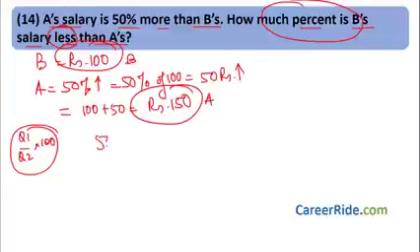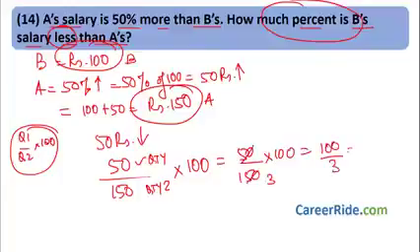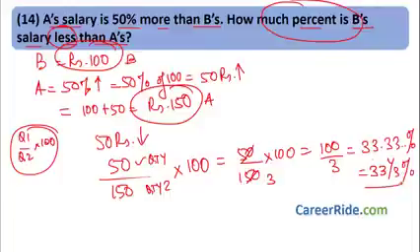That means B has 50 rupees less salary, right? So this change, 50 rupees less, now we have to express it as a percentage as compared to A's salary. So quantity 1 as compared to quantity 2. What is quantity 2? A's salary, that is 150, and we want percentage, so 100. What do we get? 50 upon 150 into 100, this is 3, that would be 100 by 3, that is 33.33 and so on percent, or you can write 33 1 by 3%. So B's salary is 33 1 by 3% less than that of A.